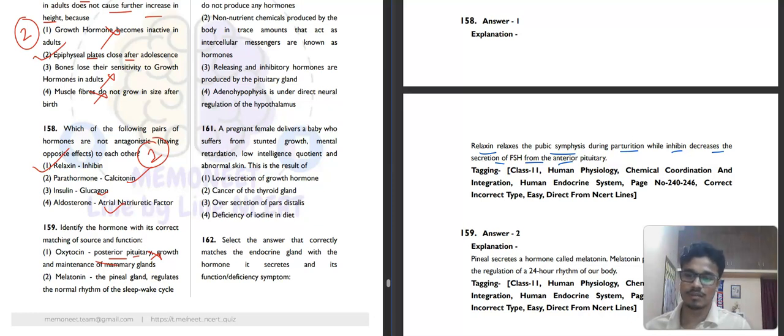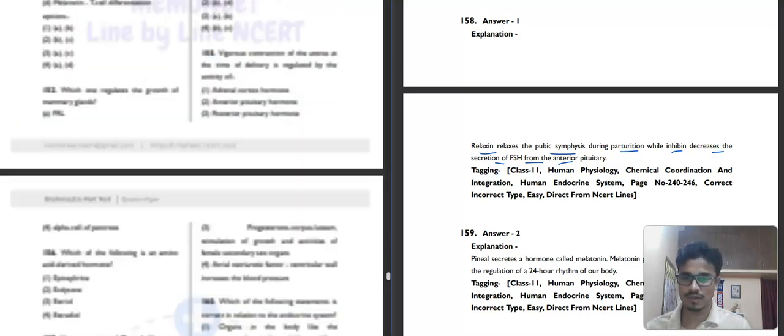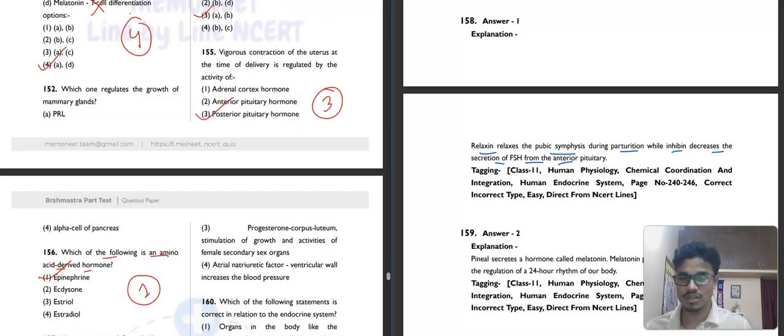Then melatonin, the pineal gland regulates the normal rhythm of the circadian cycle. It is correct. And let's see the other options as well. Progesterone, corpus luteum, stimulates the growth and activity. No. Then ANF, ventricular wall, increases the blood pressure. No, this is also not correct. So the correct answer is option number 2.